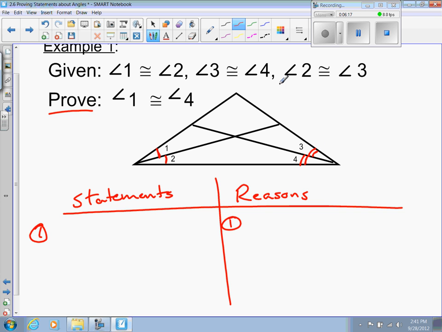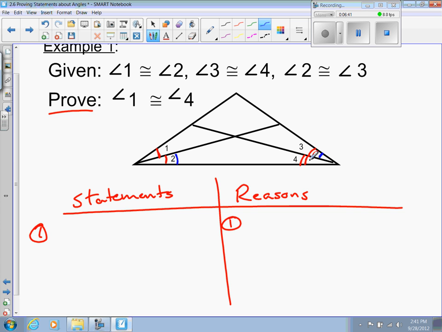But in this case, it doesn't quite apply. Angle 2 is congruent to angle 3, so we know angle 2 is congruent to angle 3. Okay, so I'm going to switch colors to make this easier for me. Angle 2 is also congruent to angle 3. And they want us to prove that angle 1 is congruent to angle 4.